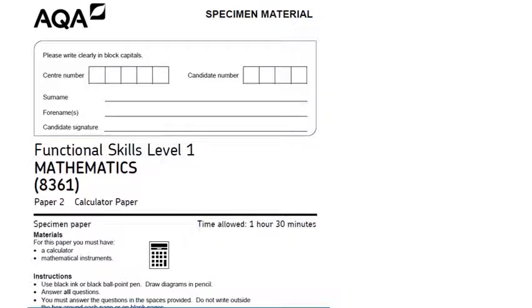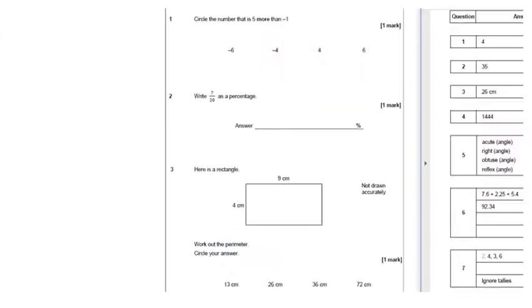Okay, so now I'm looking at the AQA calculator paper. You're allowed an hour and a half. Time yourself, see how much you do. One of the things I've got to train you is to work quickly. Okay, mathematical, use a calculator, mathematical instruments. Okay, first question. Circle the number that is 5 more than -1.